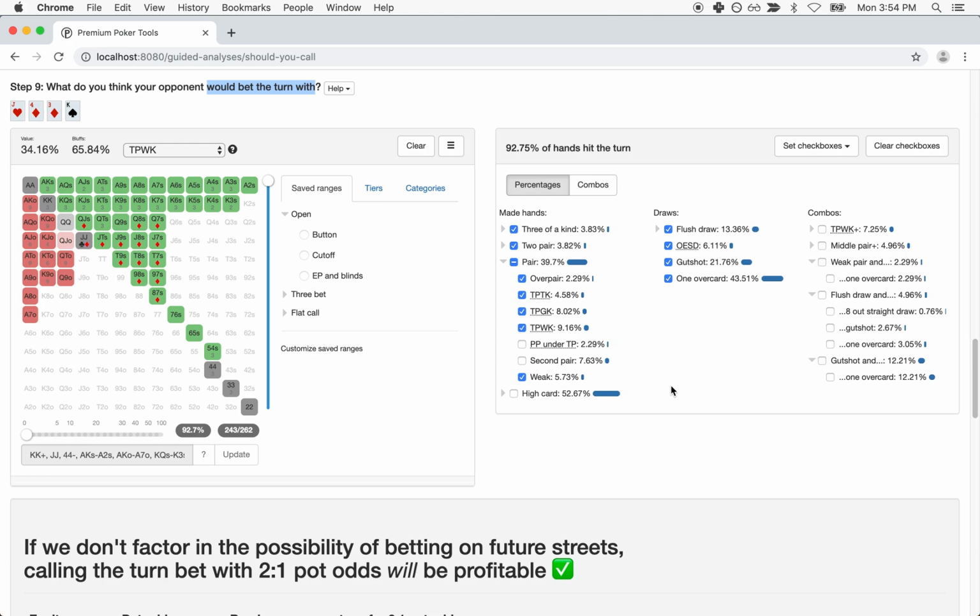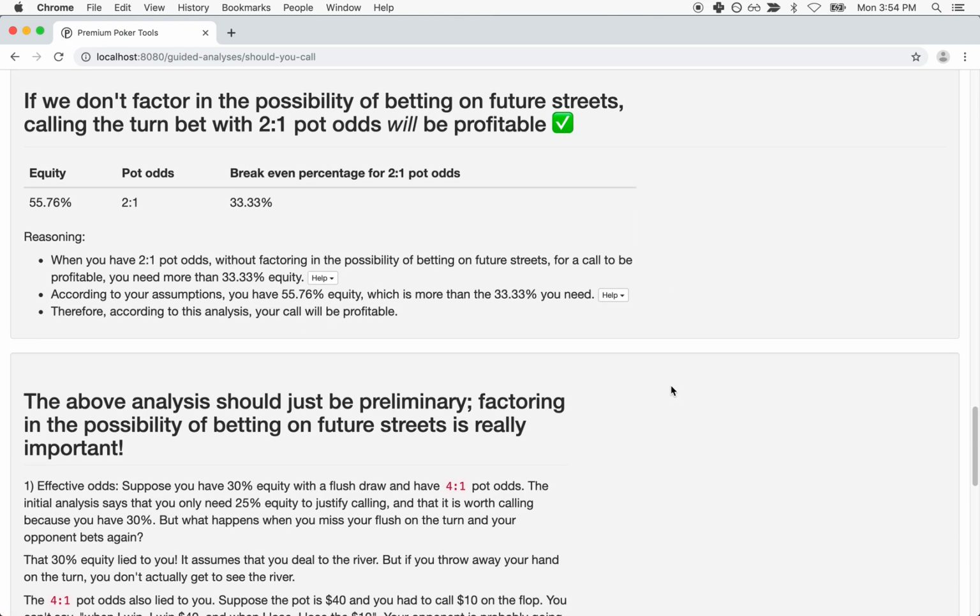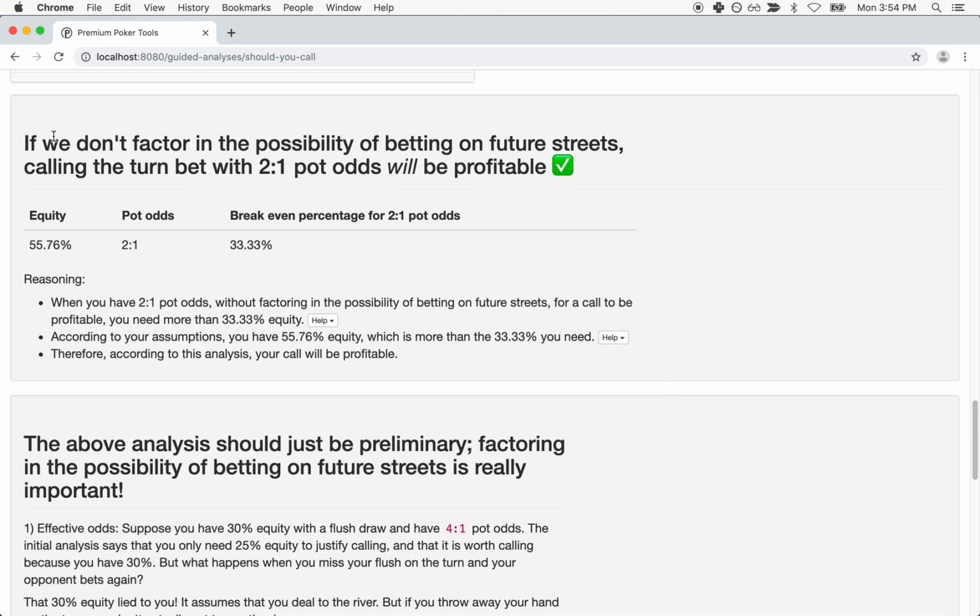And we can then move on to some kind of conclusions. So this is telling us that if we don't factor in the possibility of betting on future streets, calling the turn bet with 2-to-1 pot odds will be profitable. So that was very wordy, so let's break that down and understand it.